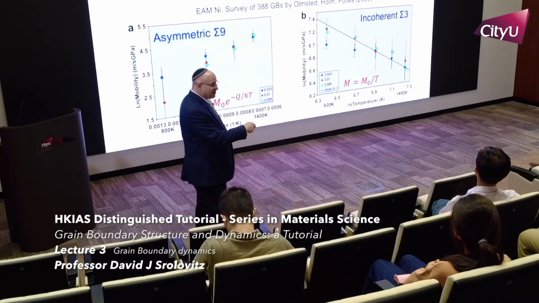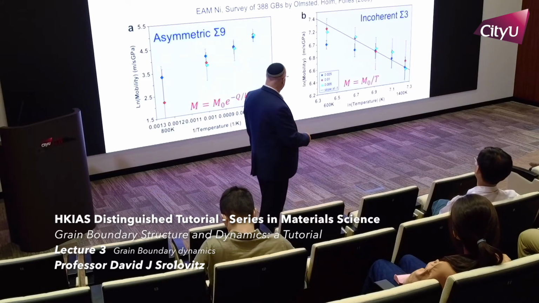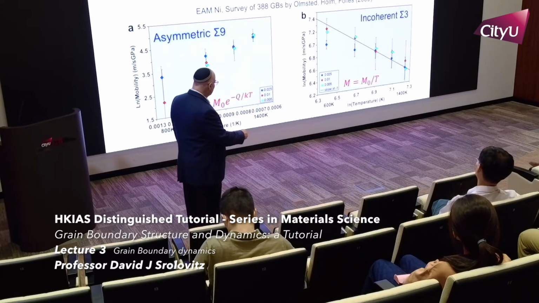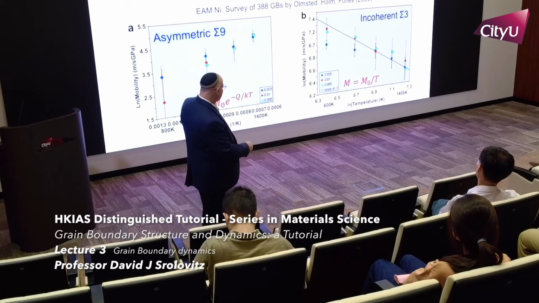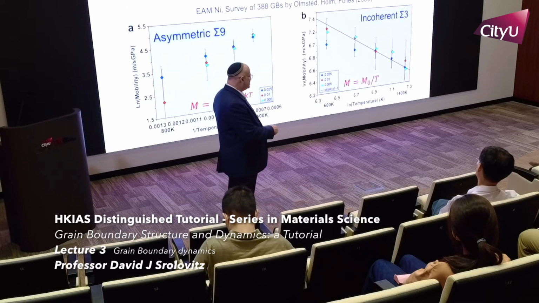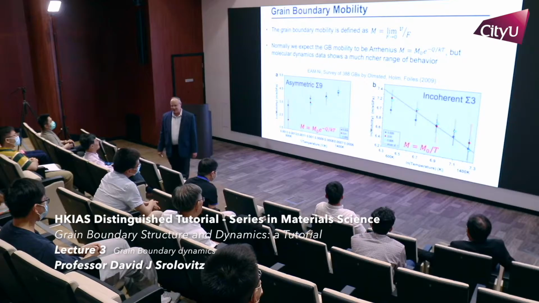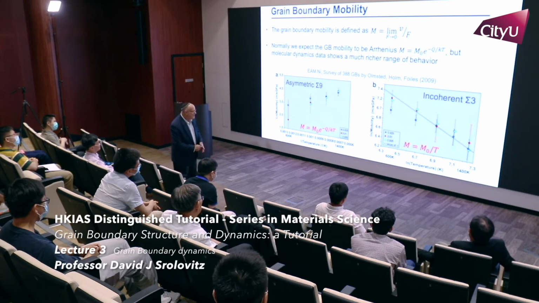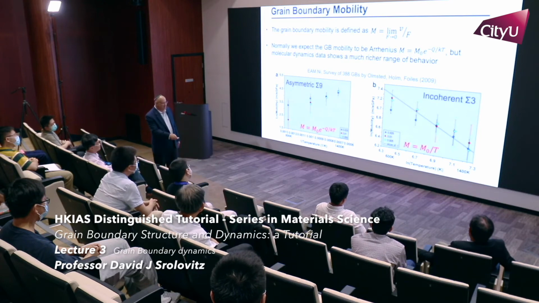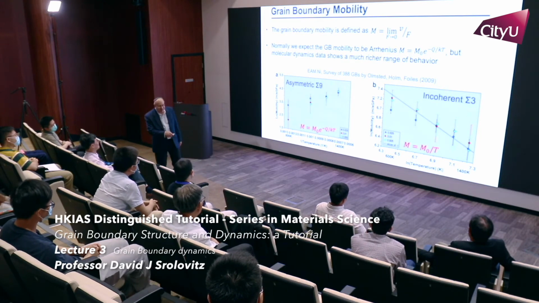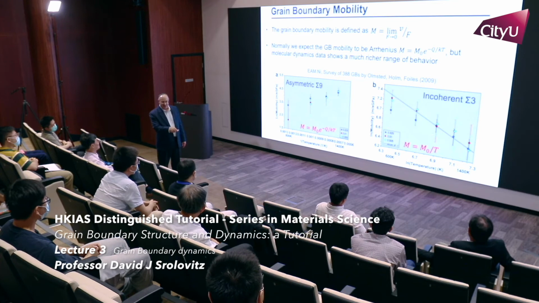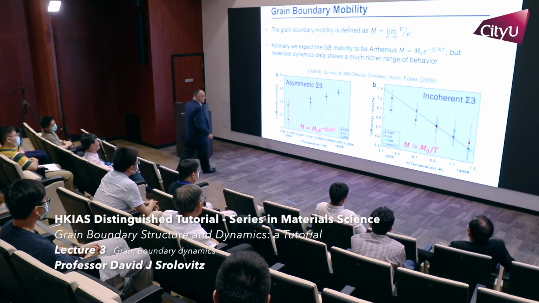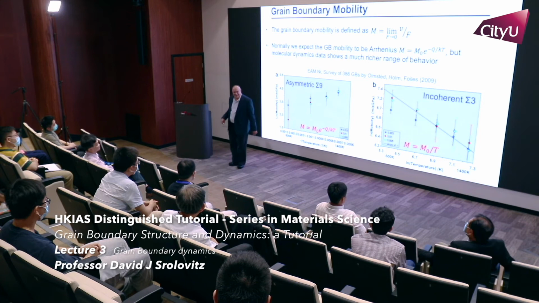But if you look at another boundary, this is an incoherent sigma 3. Here I'm plotting log mobility versus log temperature. The slope is -1, which tells me that the mobility decreases with increasing temperature, like 1 over T. And there are many boundaries that do this. I don't know if it's 100, but this is not exceptional. So it's not like we tell sophomores.